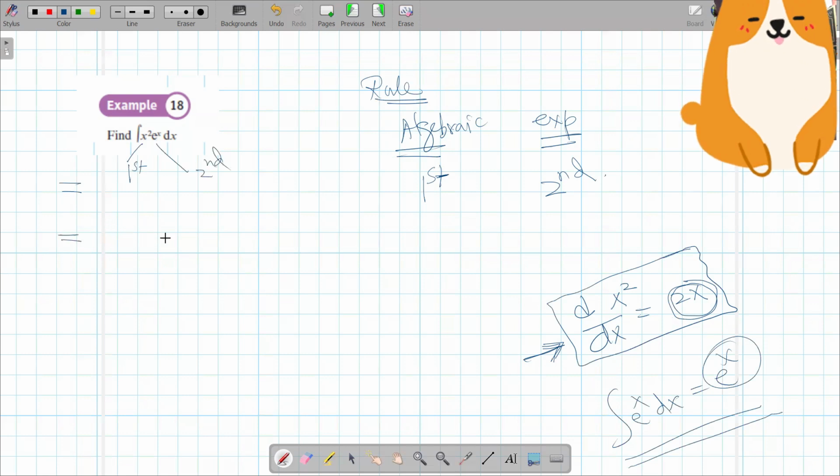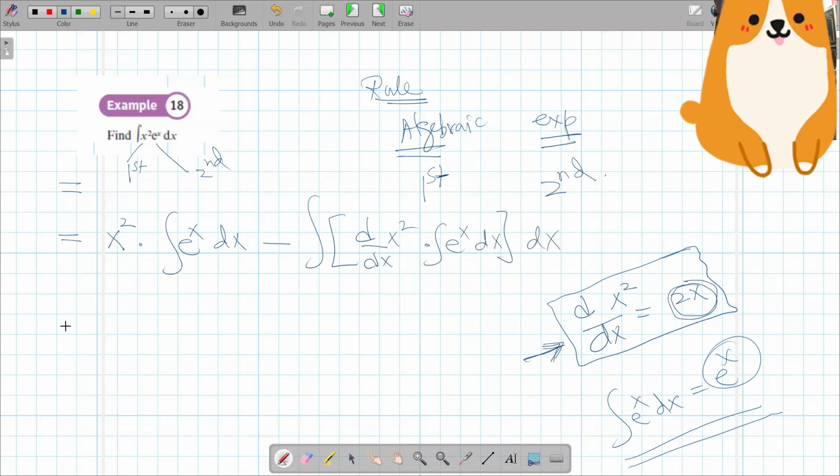Now look at what happens if we apply the formula. What is the formula? First function same, times the integral of the second, minus the integral of the derivative of the first times the integral of the second, whole integral. So the integral of e to the x is the same e to the x, minus the derivative of x squared, which is 2x, times the integral of e to the x, the same e to the x, dx.